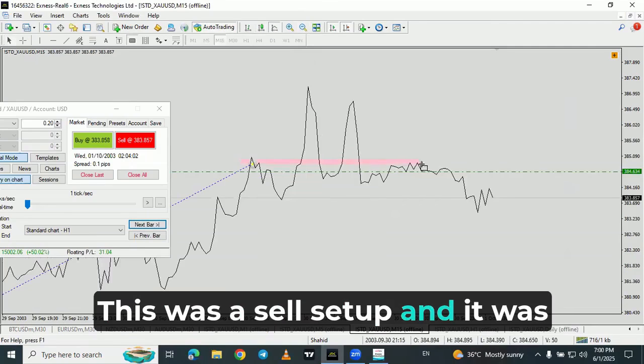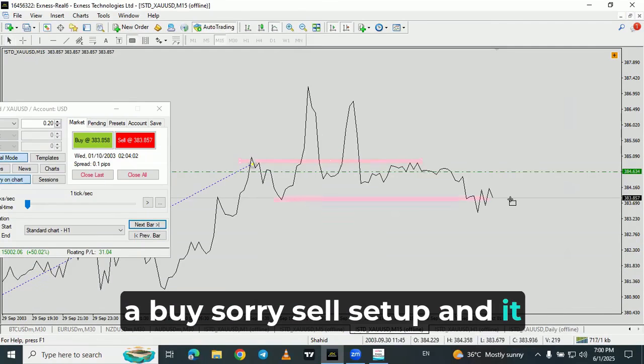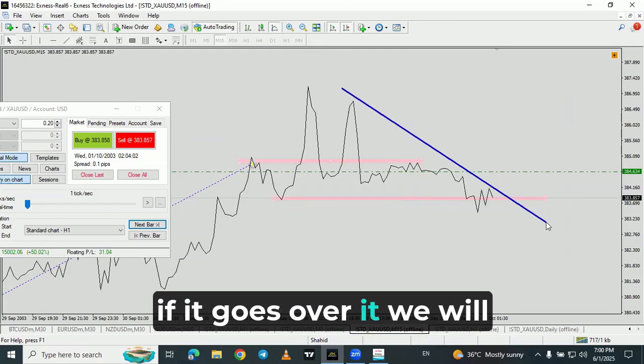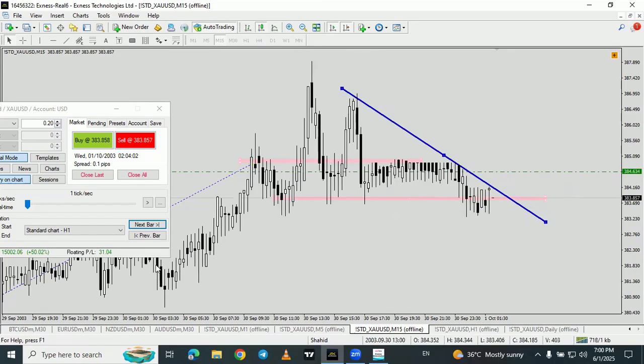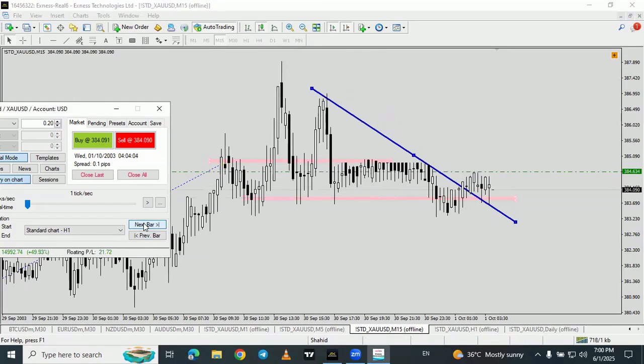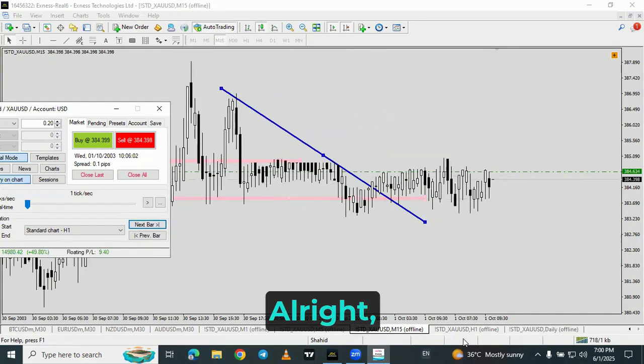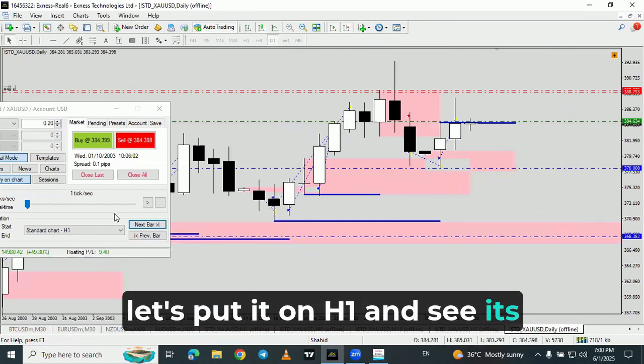This was a sell setup, and it has been bought now. All its liquidity is lying here. So see, if it goes over it, we will sell it further. All right, let's put it on H1 and see its position on the daily.